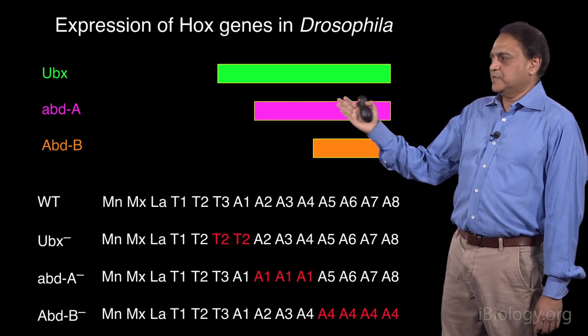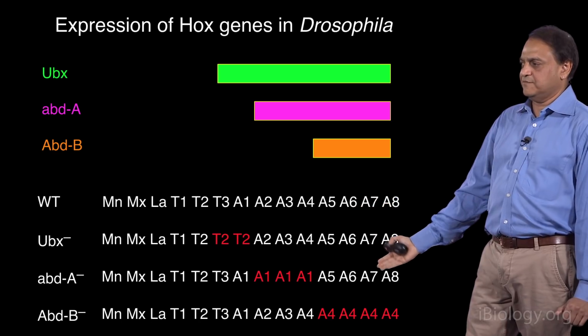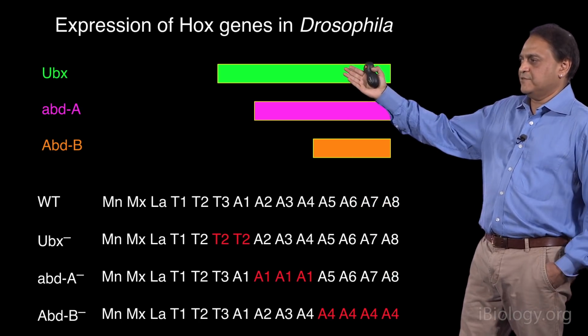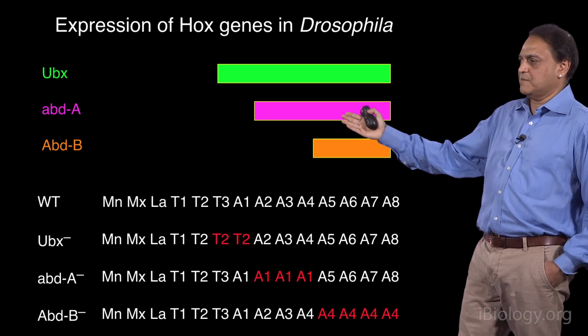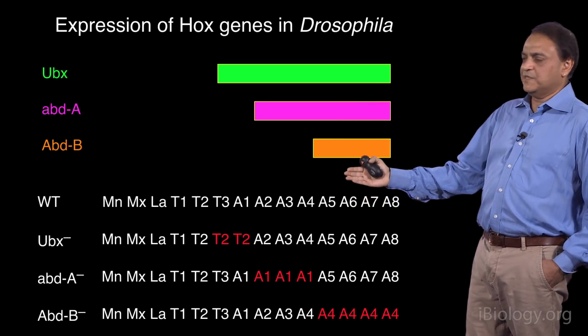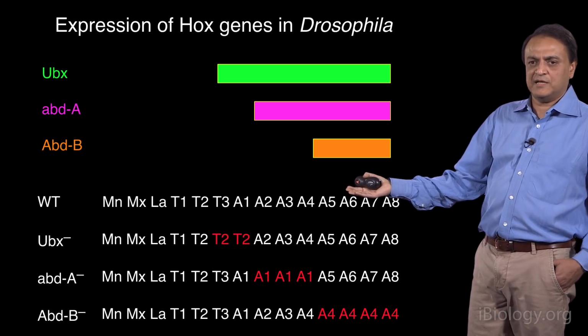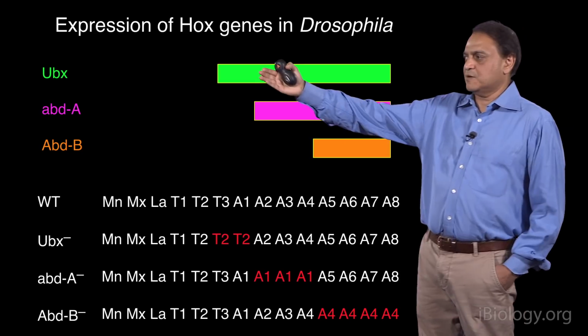So now what we can do is take those expression patterns I just showed you and relate them to the segments and the phenotypes that you see. So now we have the domains of expression of UBX, abdominal A, and abdominal B relative to the different segments. And now we can think that there's actually a really simple set of rules that we can apply to understanding the phenotypes. So let's start with UBX.